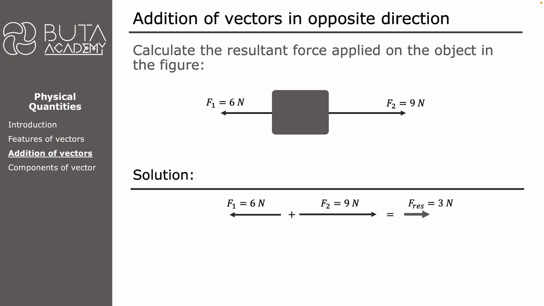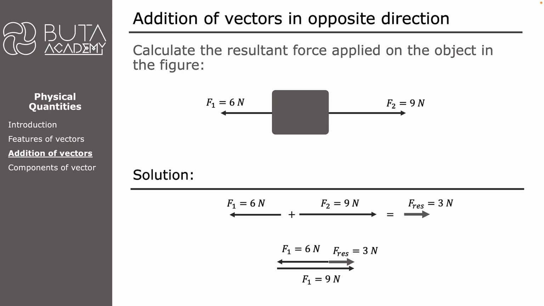Even though the solution is correct, it is not a method we use in an exam or test. The required method is same as for addition of vectors in the same direction. First, we draw one of the vectors, then from its end or head, we are drawing the second one. The resultant is the vector combining the tail of the first one with the head of the last one. It is 3 newtons to the right.